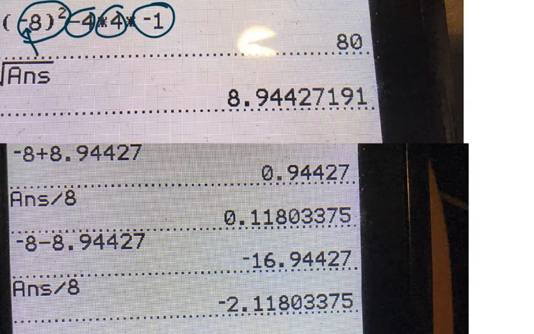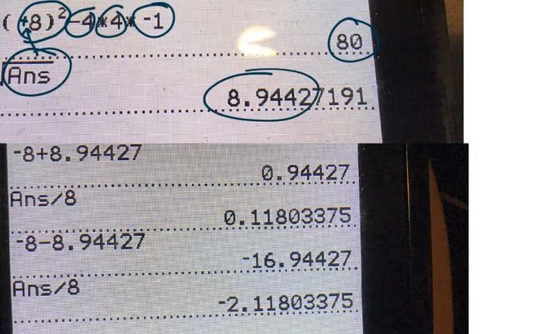Notice I messed up. That should be positive 8, but good thing I'm squaring it because it comes out positive. But I do get 80. And if I take the square root of 80, guys, I get 8.944.